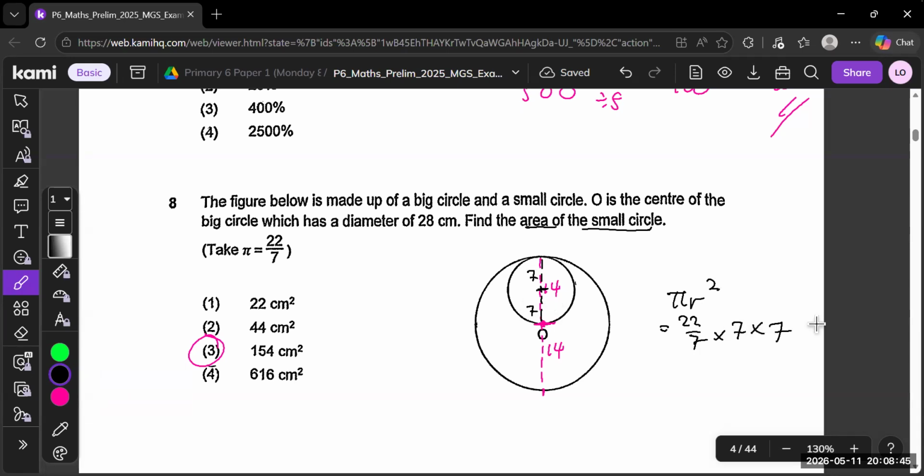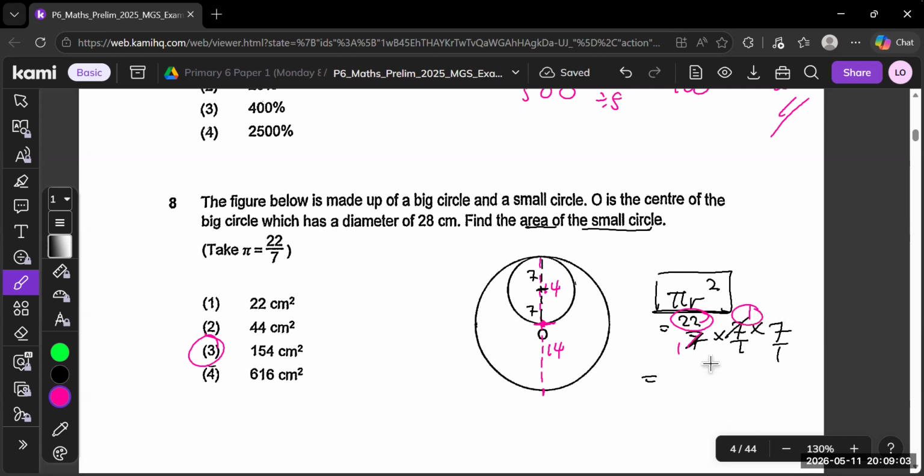Okay, so you need to write your formula first before you do your steps. Okay, change the whole number into a fraction. All right, then you cancel diagonally, cancel 2 numbers only. So 7 divided by 7 and 7 divided by 7. And then if you cannot cancel anymore, you multiply.